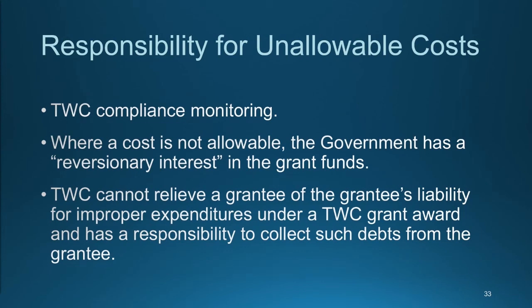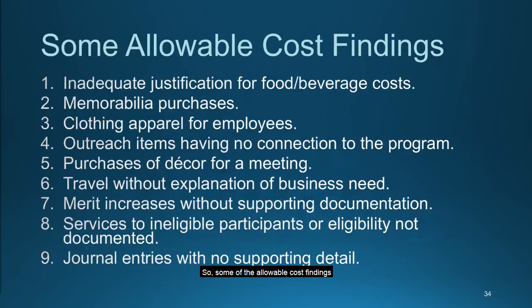Next slide, please. So some of the allowable cost findings, and again, you might see some of this during the monitoring session, but inadequate justification for food and beverage cost. Food and beverage cost, as a general rule, it's kind of good to treat those as if they are going to be unallowable to begin with. They get very closely scrutinized. Anytime there are food or beverage costs that are charged to a grant award, they get very closely scrutinized.